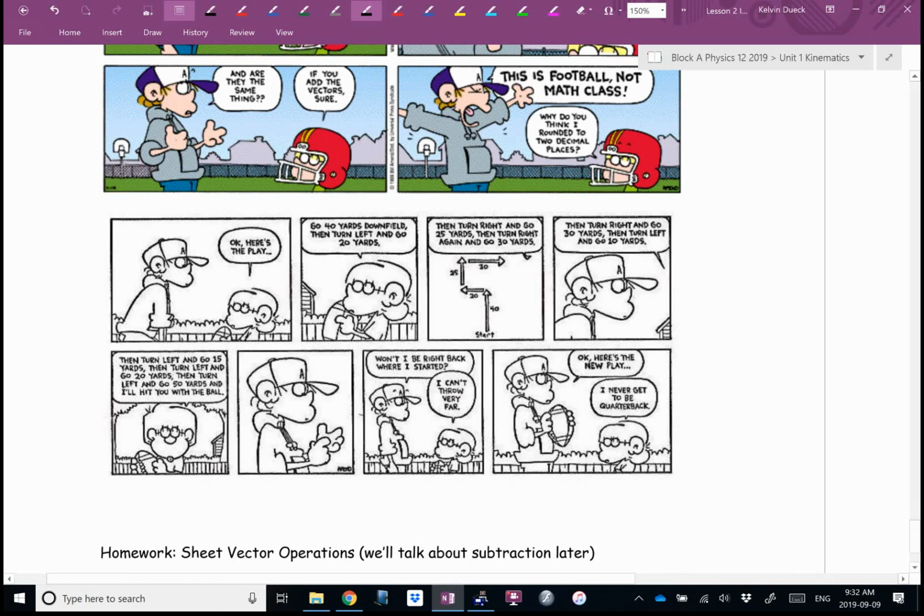Good comics. What's your homework? I'm not actually going to give you a sheet on vector operations. Your homework is to make sure you have the trig done from last day. And we're going to pick up with this next class.